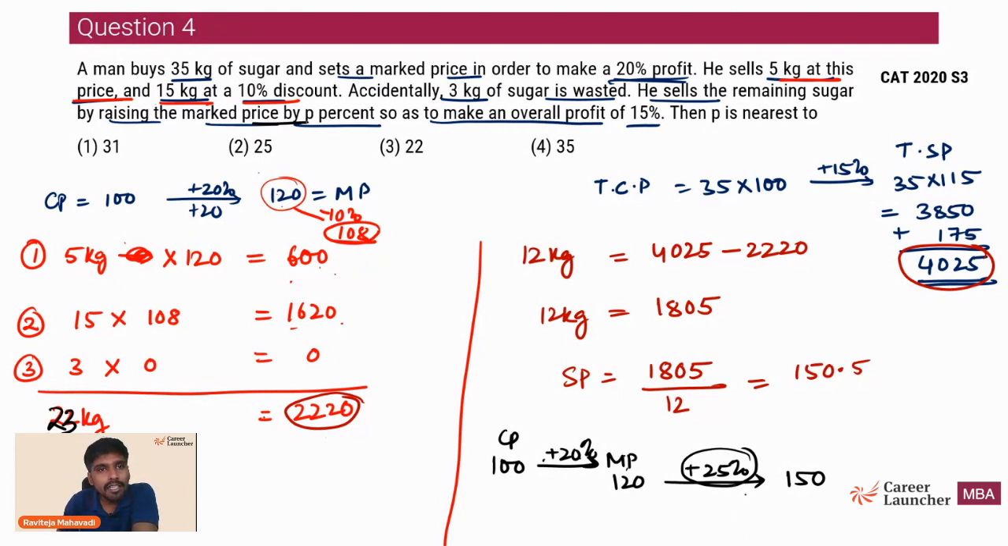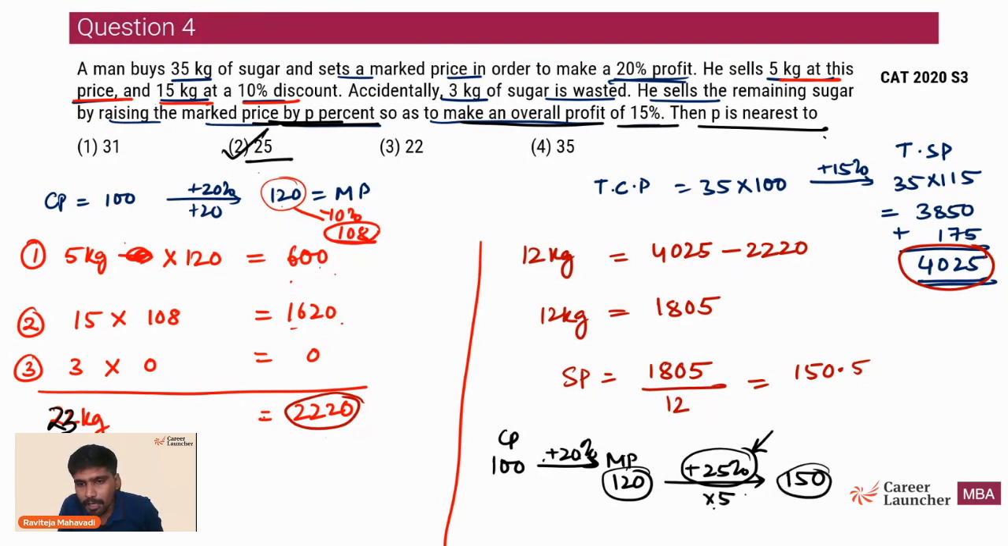He marked the price again by p% so as to make up an overall profit of 15%. So what should be p? P is nearest to what? It is roughly 25%. So it has to be 25. Option 2, 25 will be your answer. Basically, if you have to go from 120 to 150, you'll have to multiply by 5 by 4. 5 by 4 is the multiplication factor for a 25% increase.